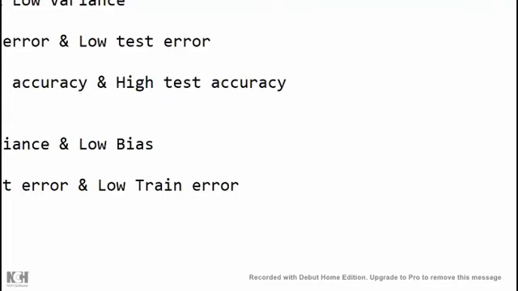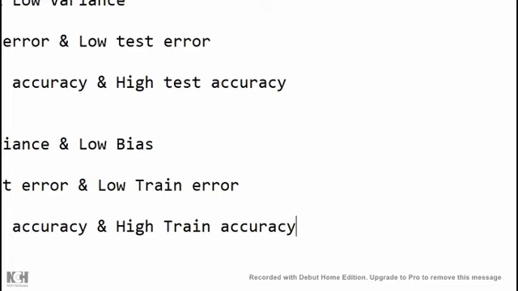In terms of accuracy, if I say it is having high test error, what is the meaning of high test error? Means low test accuracy. It is nothing but low test accuracy and high train accuracy. It is having high train accuracy, but low test accuracy, which is called an overfitting problem. Training is done very well. On the train data, it is working very well. But on the test data, on the unknown, new data, it is not performing well. Then it is called overfitting problem.